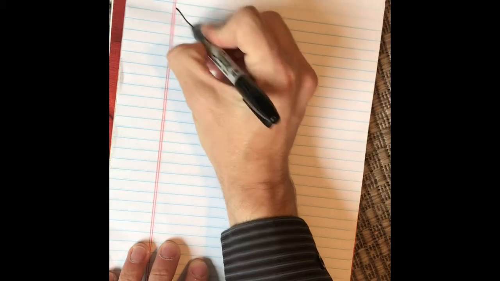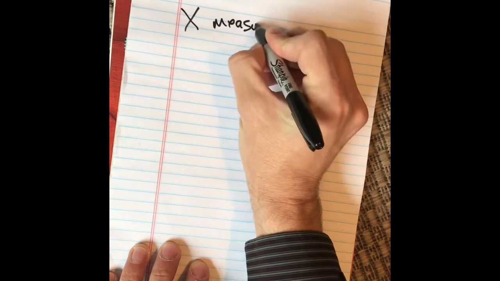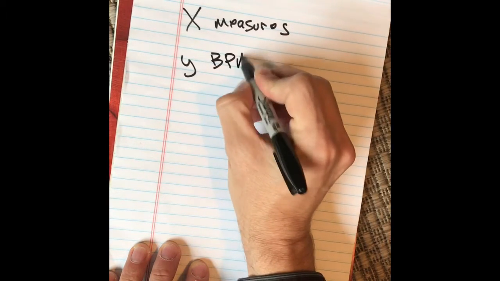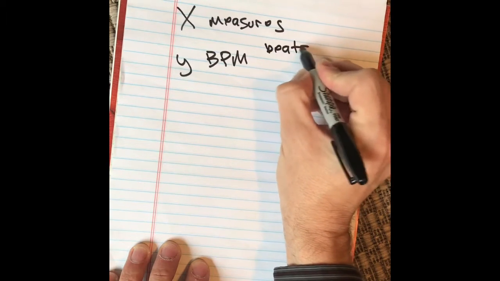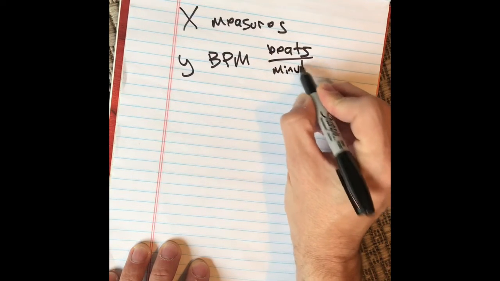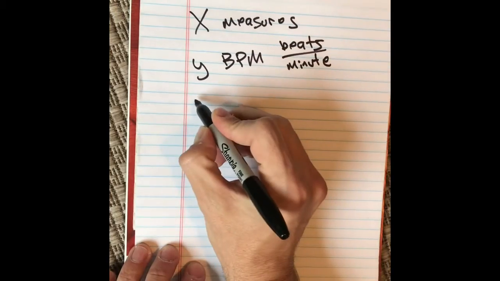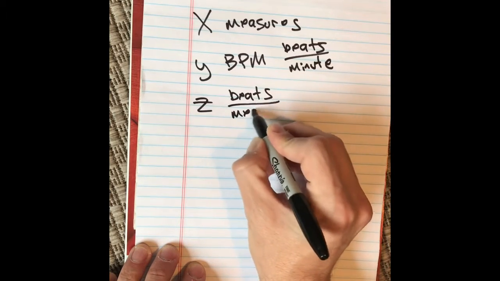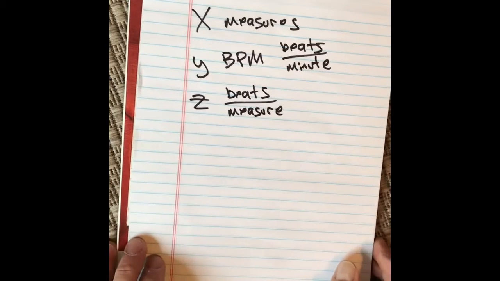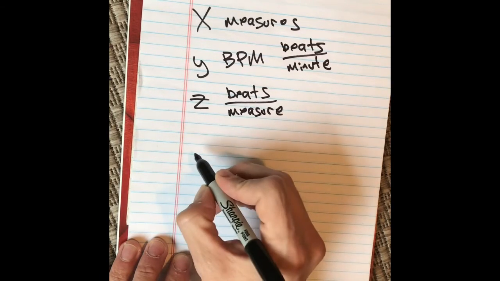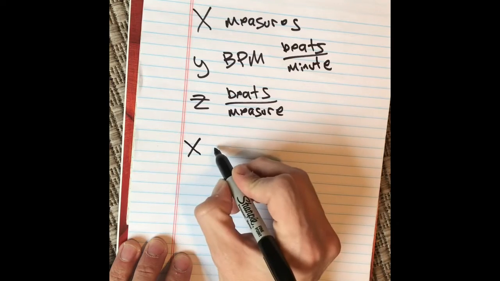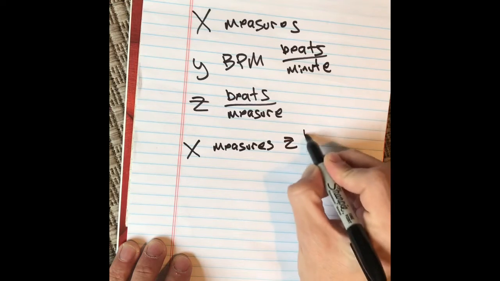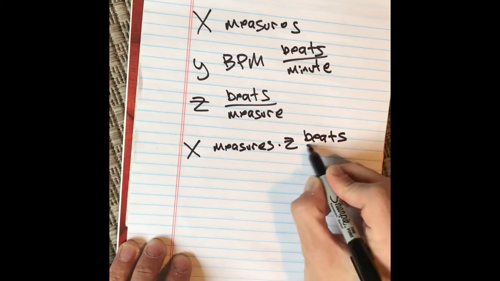So let's say we have X measures at Y BPM, which is the same thing as beats per minute, right? And that we have Z beats per measure. So what we're going to do is multiply the X measures times Z beats per measure.